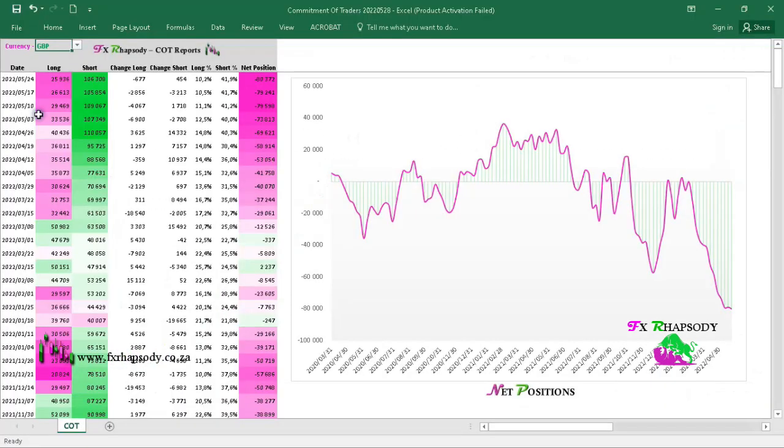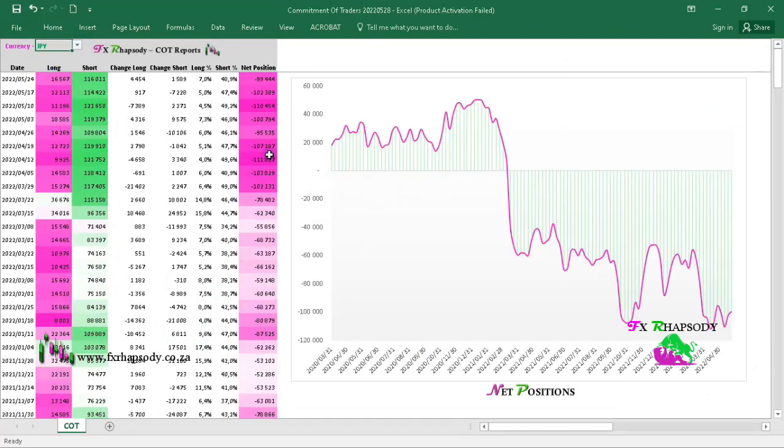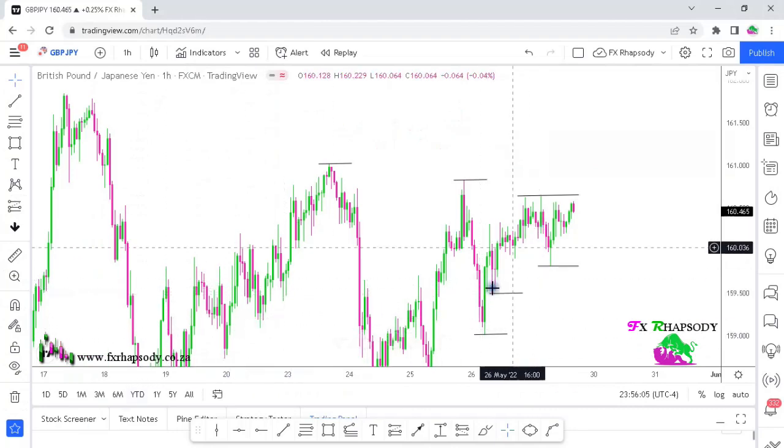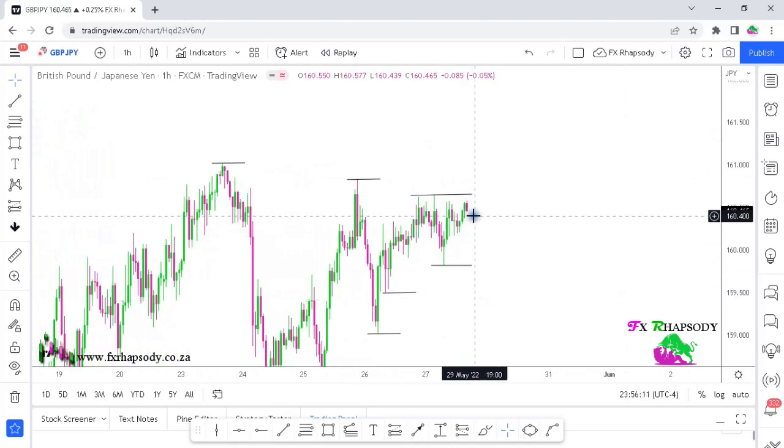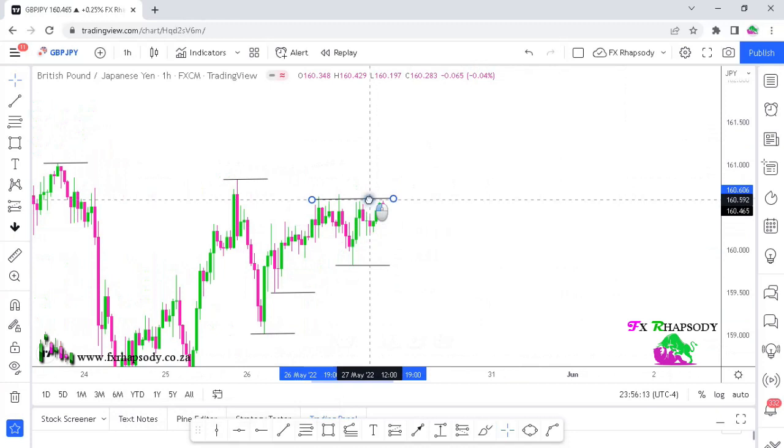And now let's go to the Japanese yen pair. On the Japanese yen side of things, you can see that longs and shorts have been opened in the market, but more longs being opened. So it's still deep into the net position, negative net position in the market. But as soon as price gets better for the Japanese yen, it's going to start pushing the British pound down.